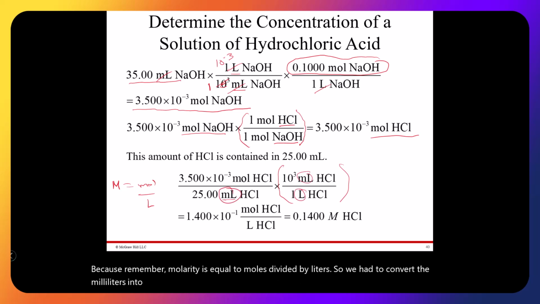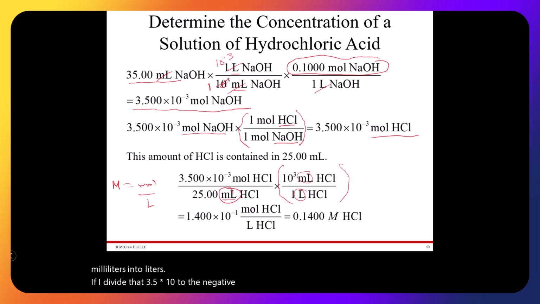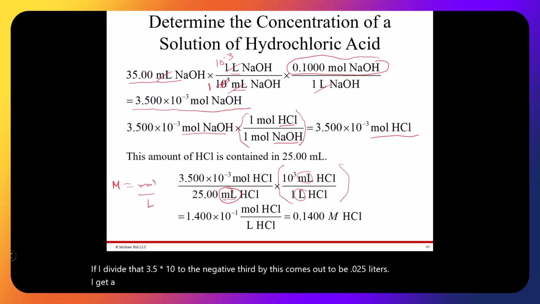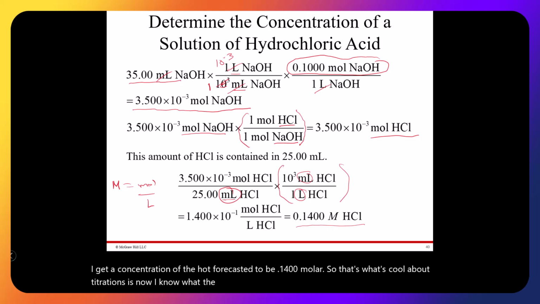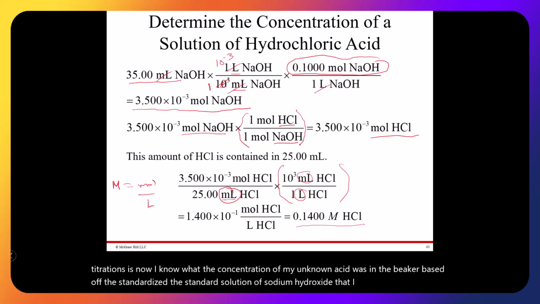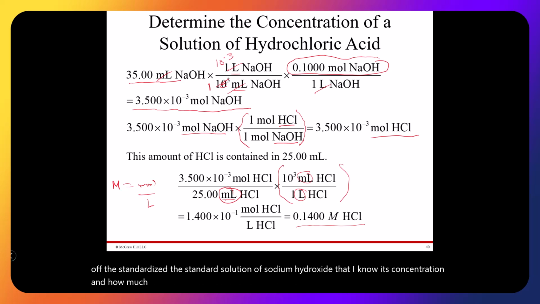If I divide that, 3.5 times 10 to the negative third, by 0.025 liters, I get a concentration of the hydrochloric acid to be 0.1400 molar. So that's what's cool about titrations, is now I know what the concentration of my unknown acid was in the beaker based off the standard solution of sodium hydroxide that I know its concentration and how much sodium hydroxide I dispensed in the reaction.